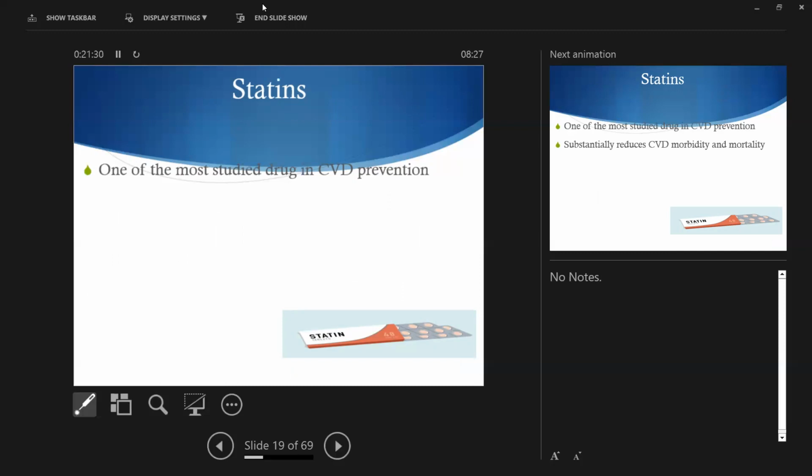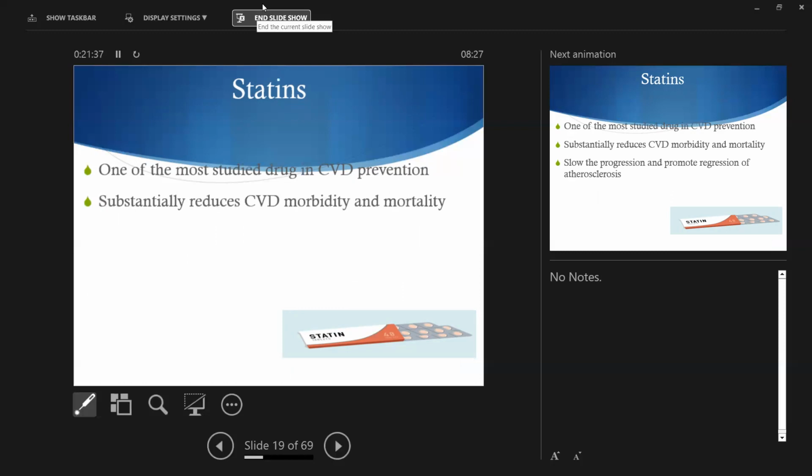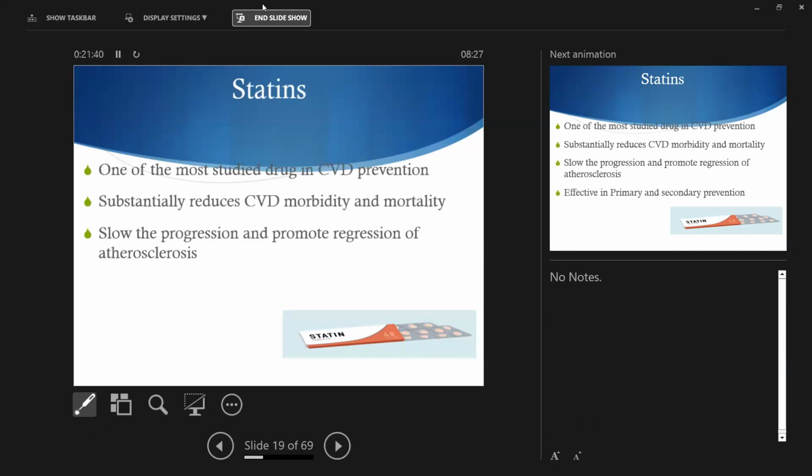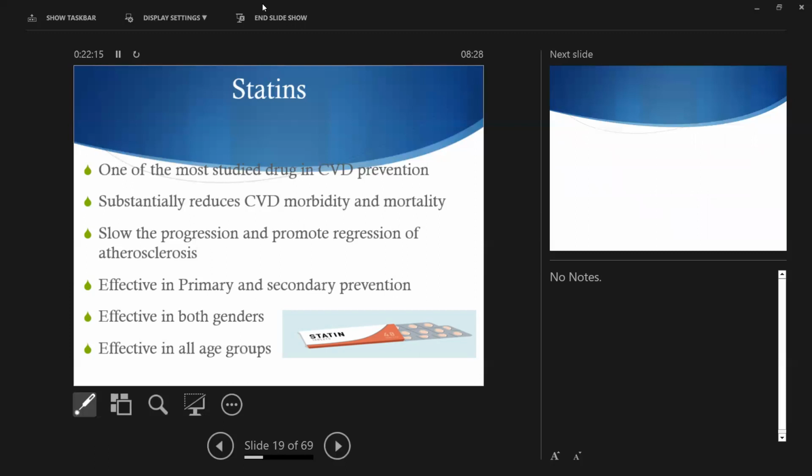Statins are one of the most studied drugs in cardiovascular prevention. It substantially reduces CVD morbidity and mortality. It slows the progression of and promotes regression of atherosclerosis. It's effective both in primary and secondary prevention. The primary prevention is before somebody develops a cardiovascular disease, either stroke or heart attack, in a patient with a high risk for this disease like diabetes or multiple comorbidities, or even an isolated LDL value very high, LDL more than 190. So they are more prone to develop heart attack and stroke. So in such situations, it is very effective as a primary preventive agent, and it is effective in both genders and in all age groups.